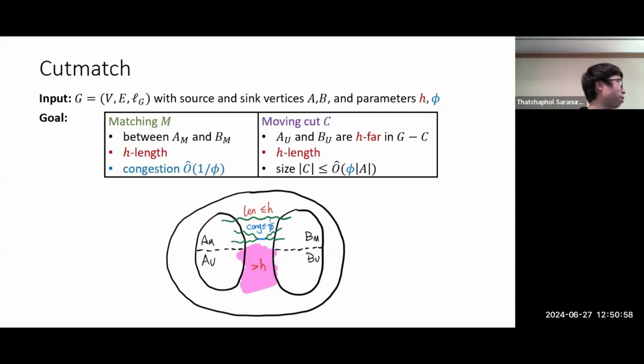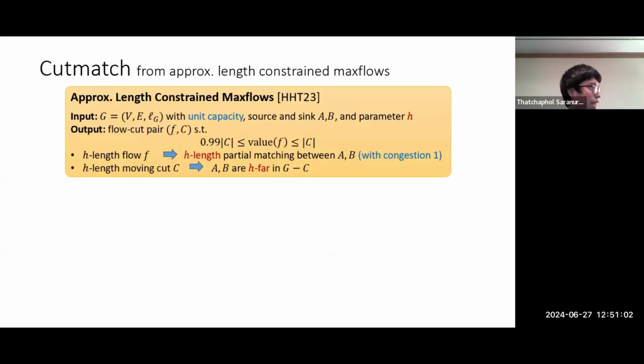Okay, and then how to compute this? I will just briefly use this approximate length constraint max flow algorithm as a black box. Just ignore what I wrote here, just look at the last two lines. Basically, it just outputs the same thing.